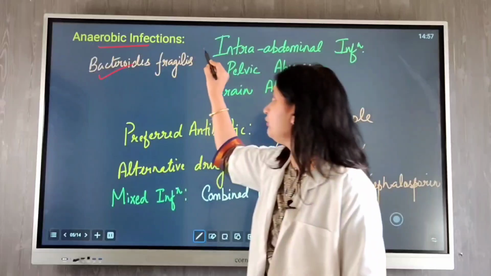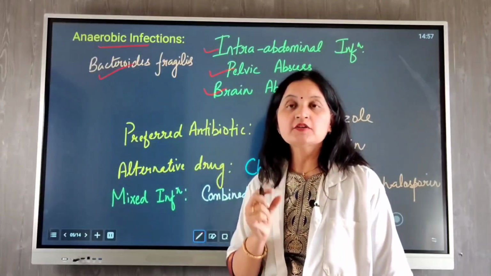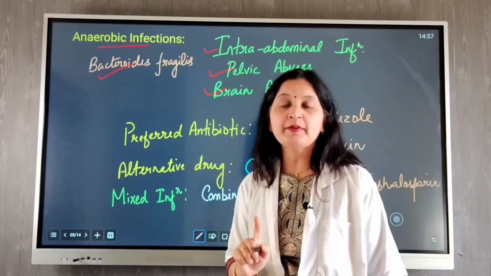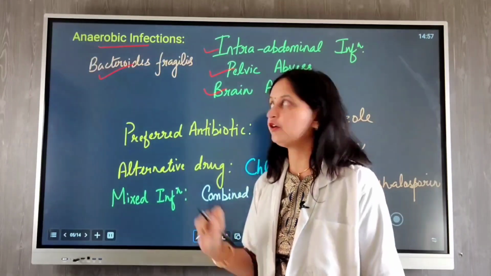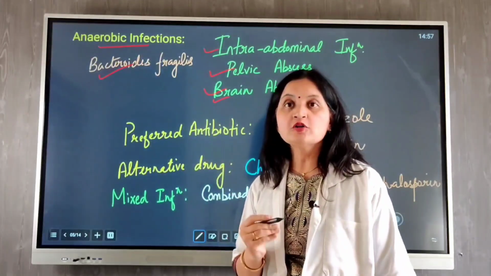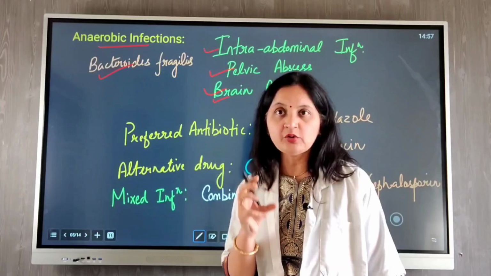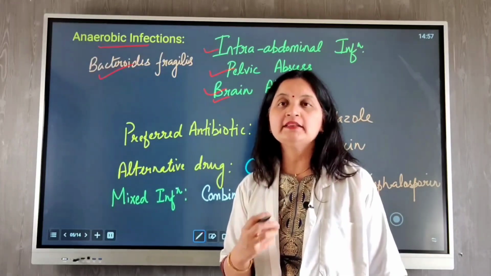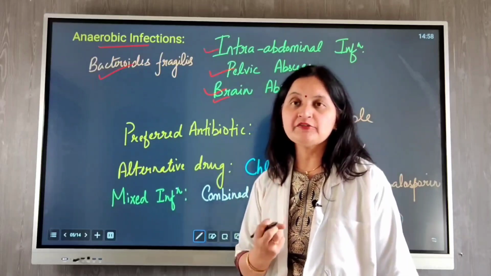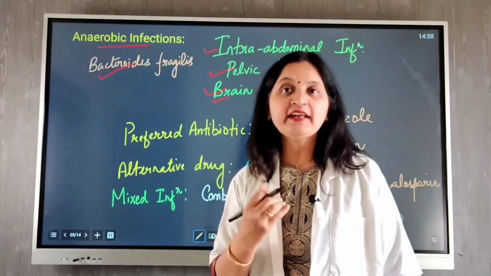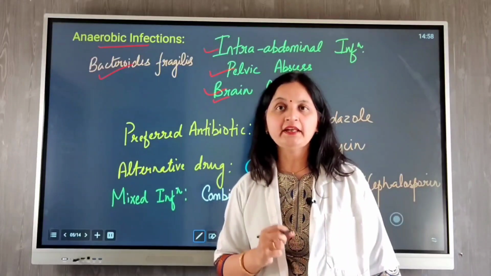infections such as intra-abdominal infections, pelvic abscess and brain abscess. Now, since chloramphenicol has high tissue penetration property, it can cross the blood-brain barrier. It is useful for treating brain abscess. Also, it can enter into the intra-abdominal sites and reach the necrotic tissues in the abscess where the anaerobic organisms thrive.